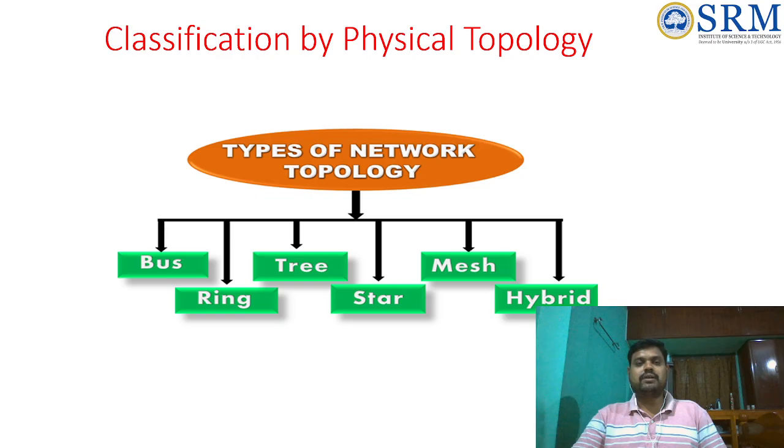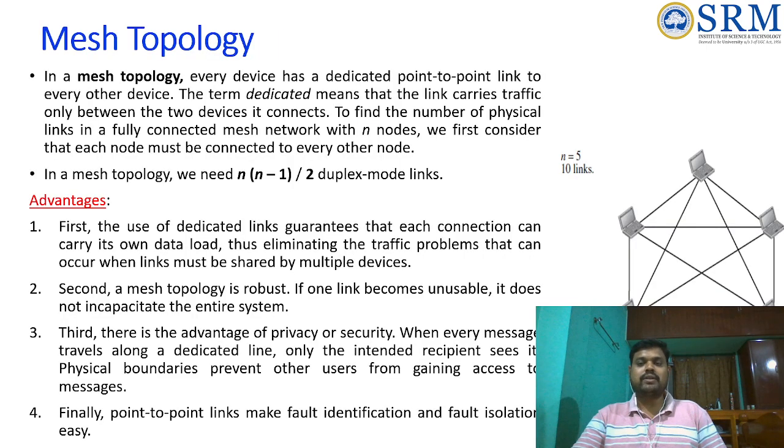So the next one is the classification of networks by physical topology, that is, physical arrangement: how you are arranging the computers to establish a network. If you look at the diagram, the first one is the mesh topology.